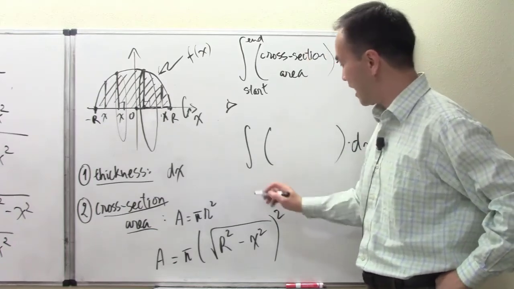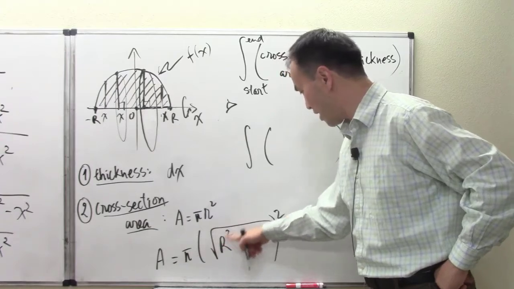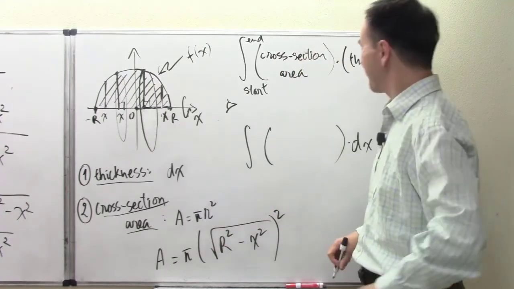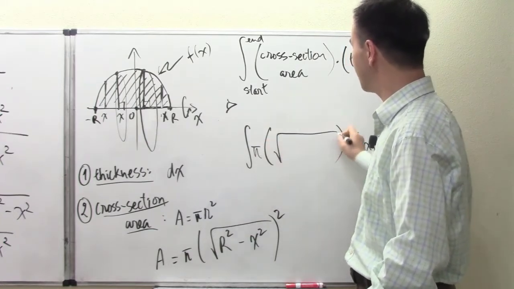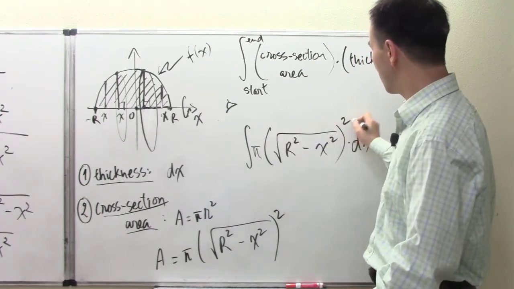So in that way, the area of the cross section is pi times the square root of R squared minus x squared, but then squared. So I'm looking at pi times the square root of R squared minus x squared, but then all of that squared.